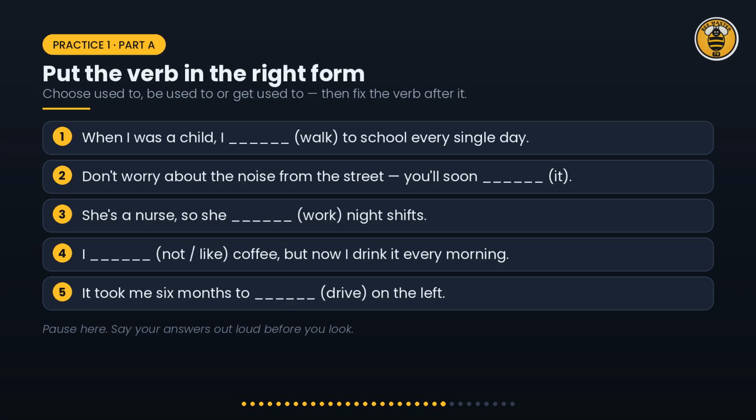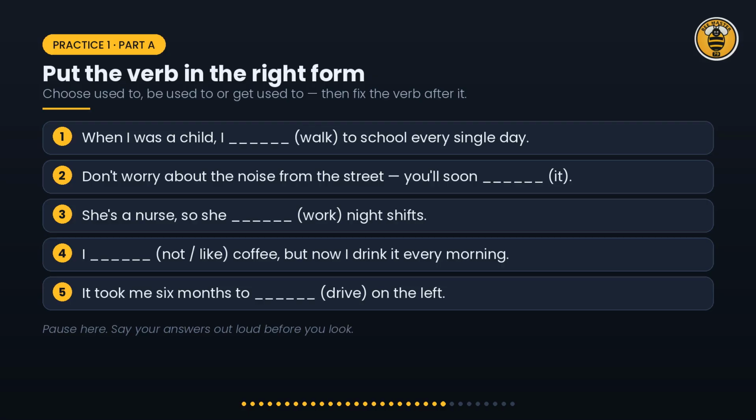Time to practice. Part A. Choose used to, be used to, or get used to, and then fix the verb after it. Pause the video and say your answers out loud. Out loud matters because that is how the pronunciation becomes automatic. Here are the 5 sentences.